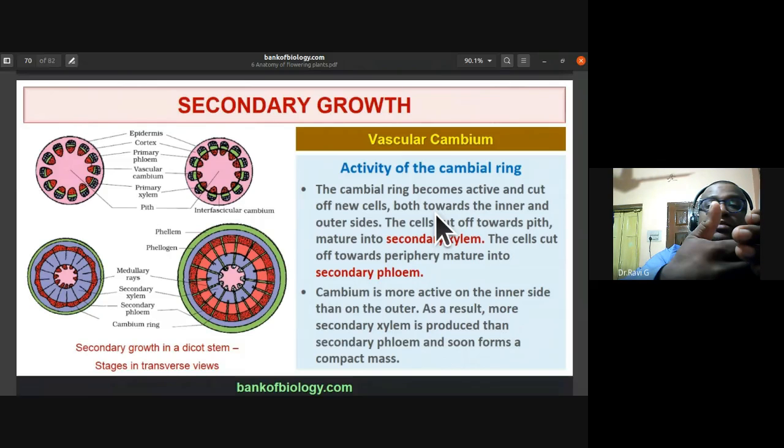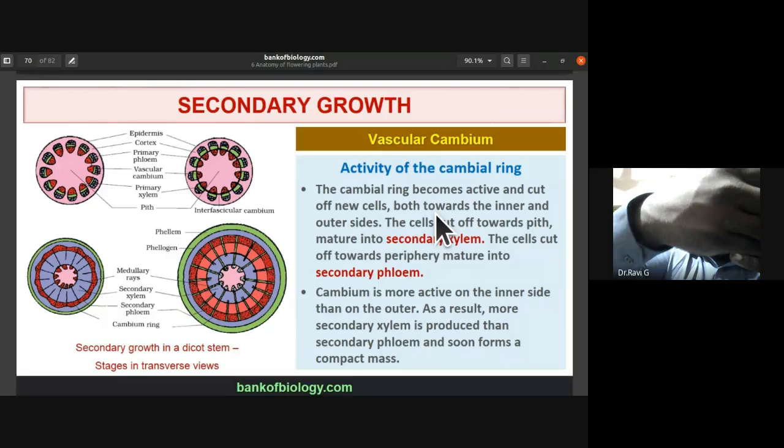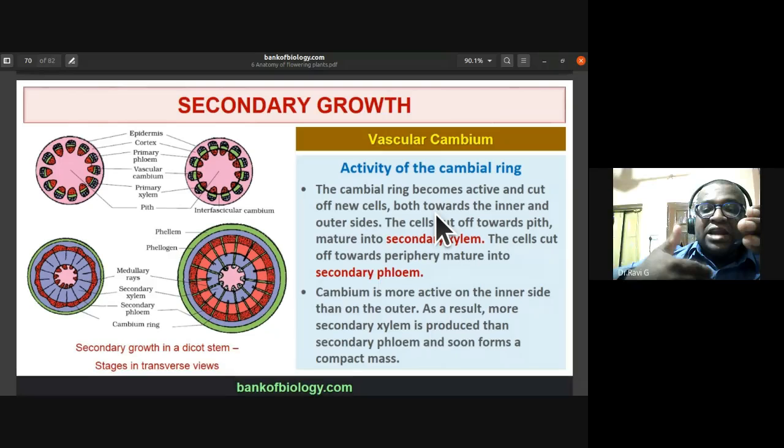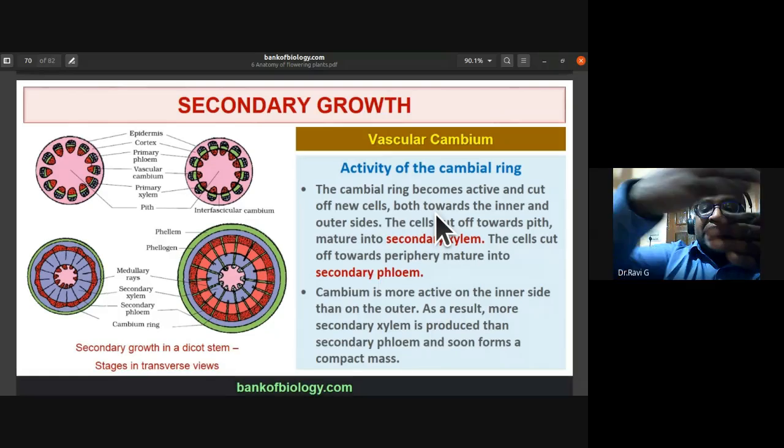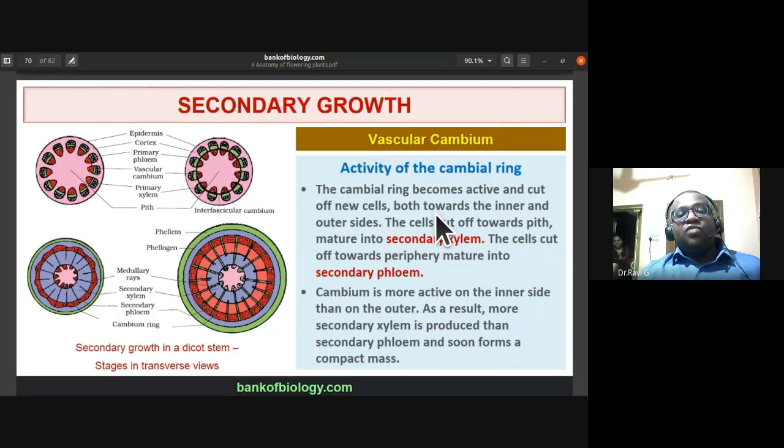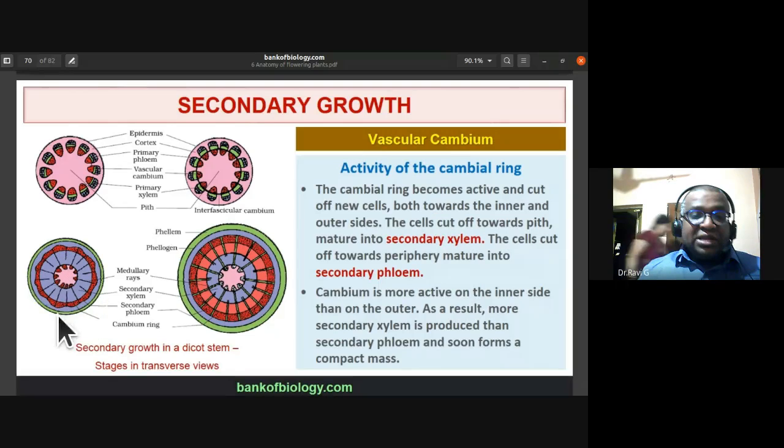So cambium is more active on the inner side than on the outer side. As a result, more secondary xylem is produced than secondary phloem, and soon it forms a compact mass. So this diagram shows the first secondary growth.